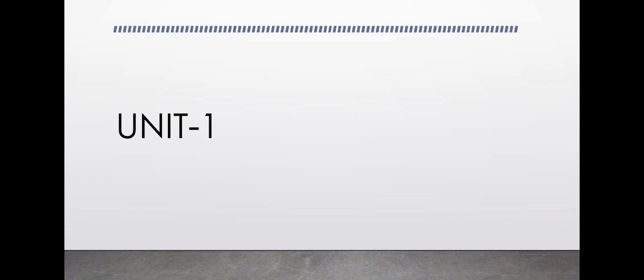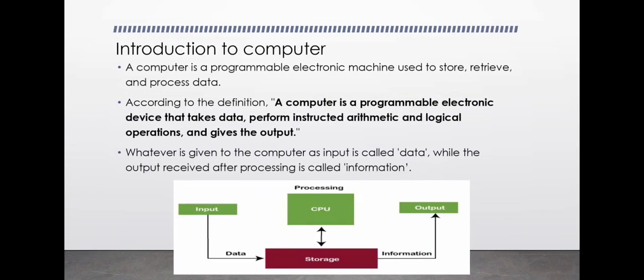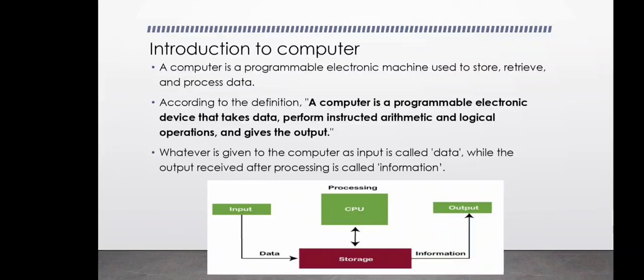In this video, we are going to see about computers. Unit 1. Introduction to computer. A computer is a programmable electronic machine used to store, retrieve, and process data. According to the definition, a computer is a programmable electronic device that takes data, performs instructed arithmetic and logical operations, and gives the output. Whatever is given to the computer as input is called data, while the output received after processing is called information.